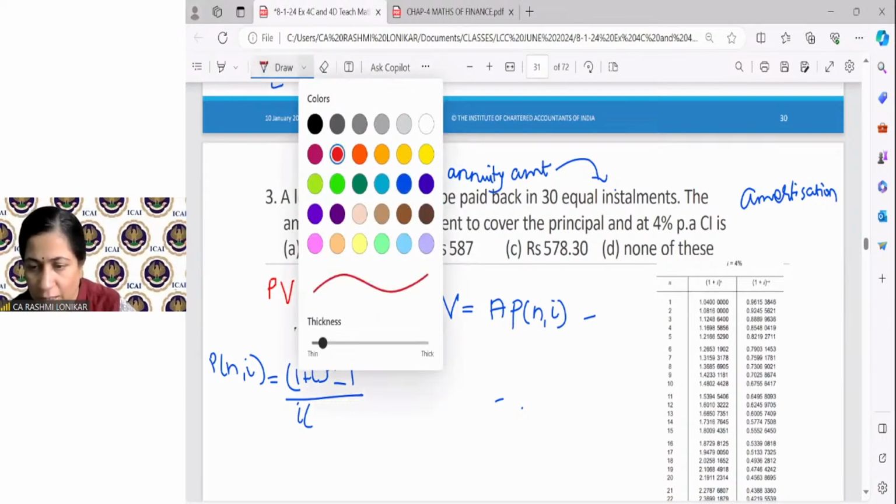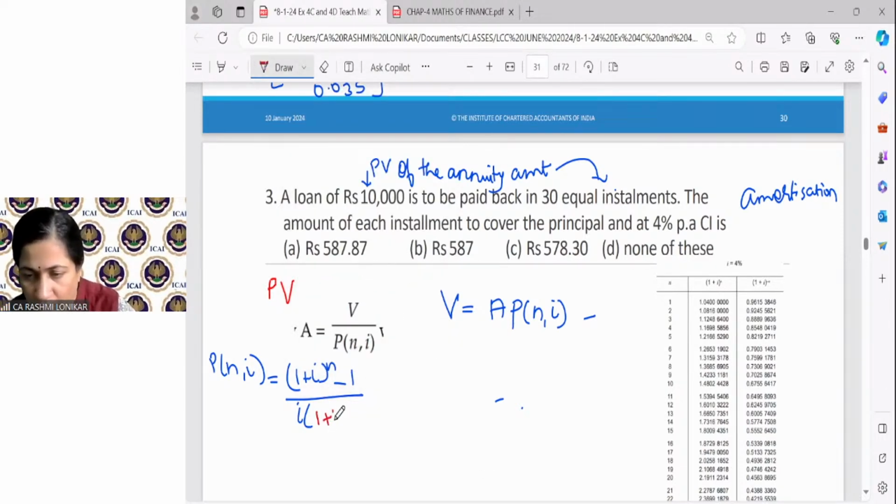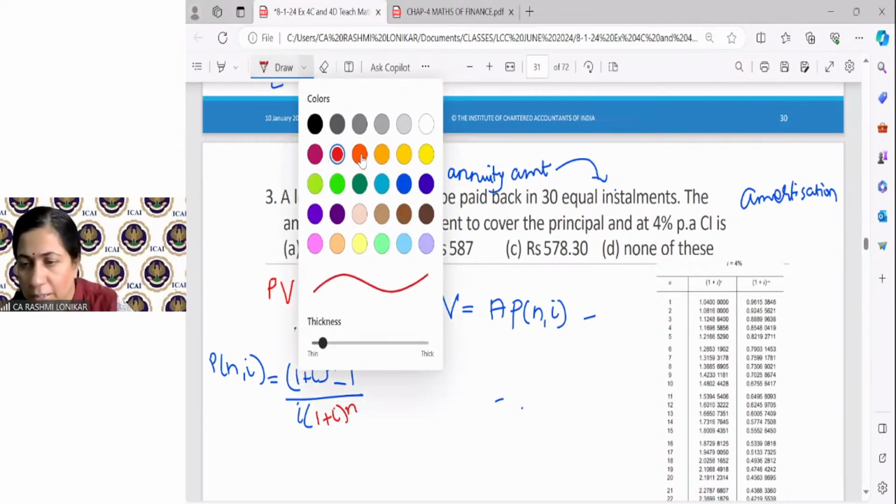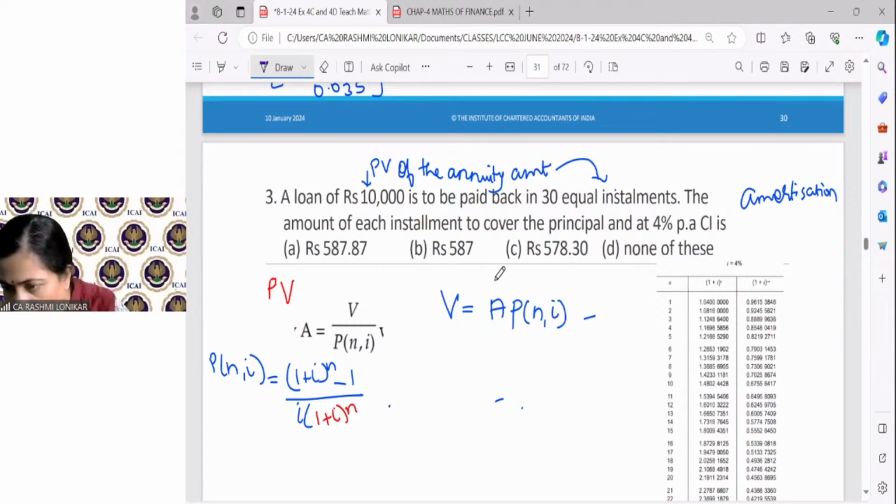Definitely remember 1 plus I raised to n. So let us first calculate this value. And what we have to find here is this A. This V I already know is 10,000. A I have to find out. Now let us find out this. What is the interest rate? 4%. What is the time period? 30.